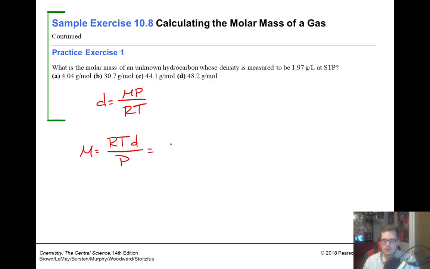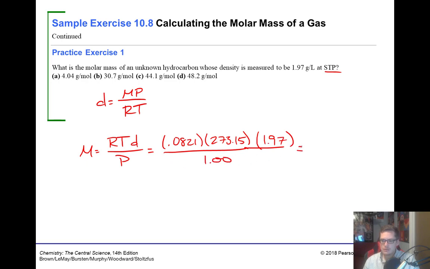All right, so our R value, well, we can really choose whatever because it says the pressure value is at STP. So we'll just use atmospheres because that's what we're good at. So 0.0821, all right, times the temperature. And it says it's at STP, so that means at 0 degrees Celsius or 273.15 Kelvin, all right. And then the pressure, times the density, don't forget that part, that's important, 1.97 grams per liter. And then the pressure value at STP would be 1.00 atmospheres, all right.